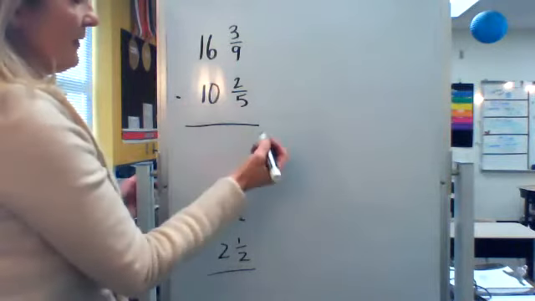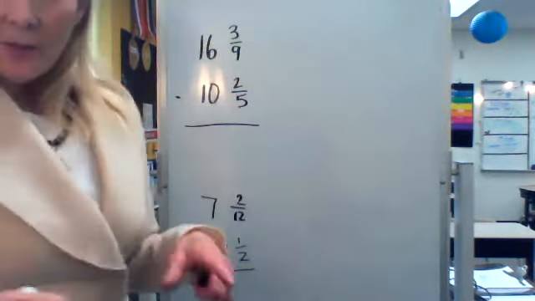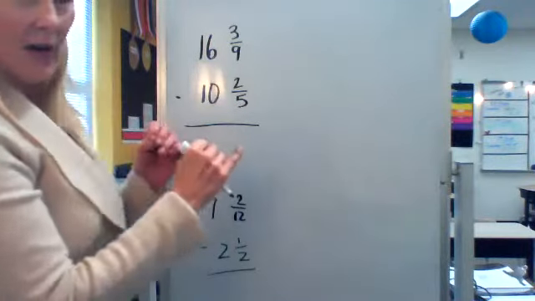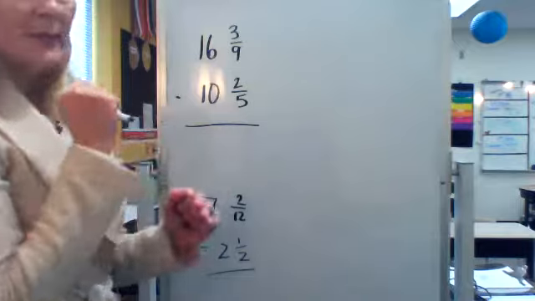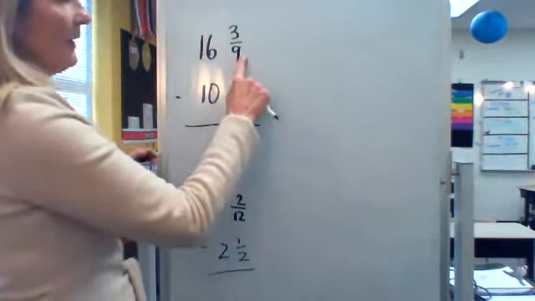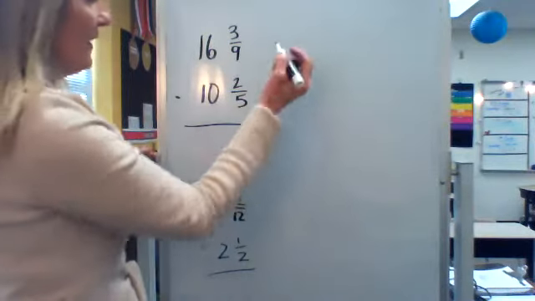And 10 2/5. I can see the denominators don't match. I see that I can't just make a new denominator for one of them. I have to make 2 new fractions, making equivalents. I need an equivalent for 3/9 and an equivalent for 2/5.